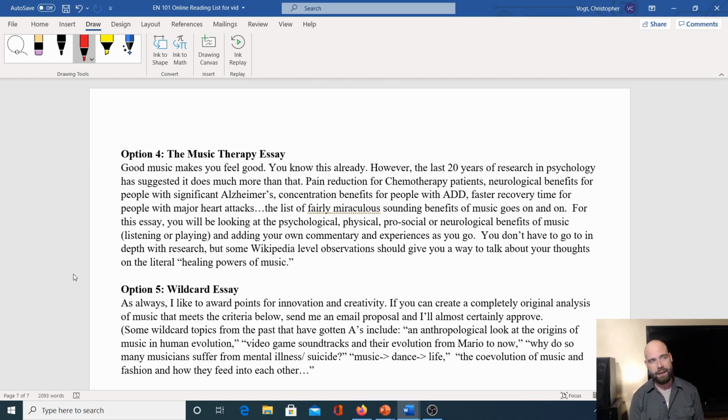Music therapy essay. This is because I went to Fredonia as a music major before I flunked out horribly as a music major because I don't do theory. And if any of you do, you can certainly write a theory essay. That would go under the wildcard essay option.